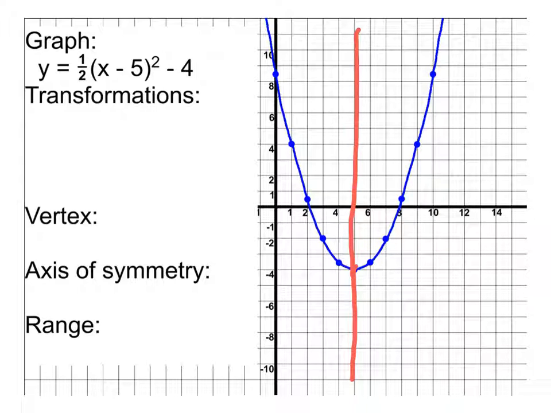Well, it's a vertical line, which means it's going to be x equals. And for every point along that line, x equals 5. So we got x equals 5. Then the range, well, all of our points are above -4. So our range is going to be that y must be greater than or equal to -4.